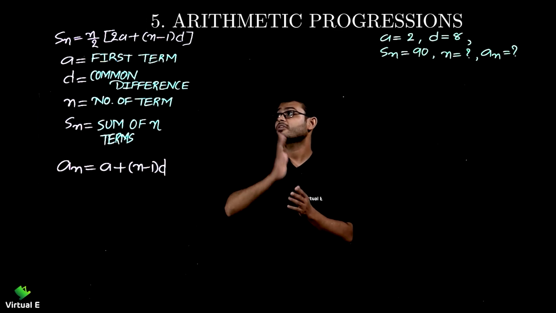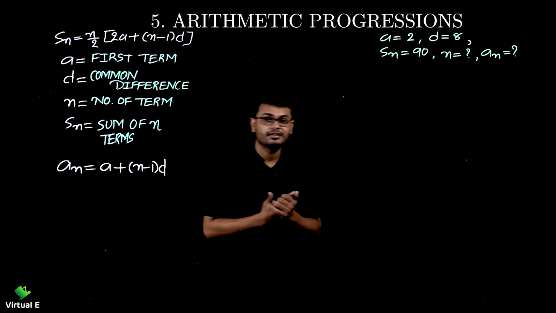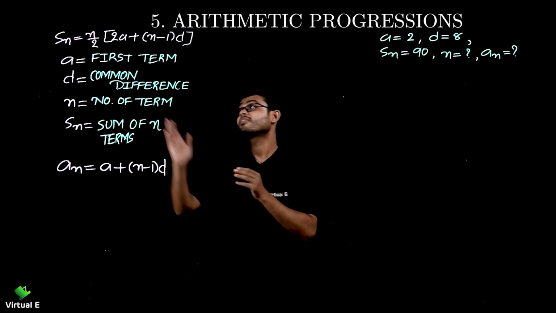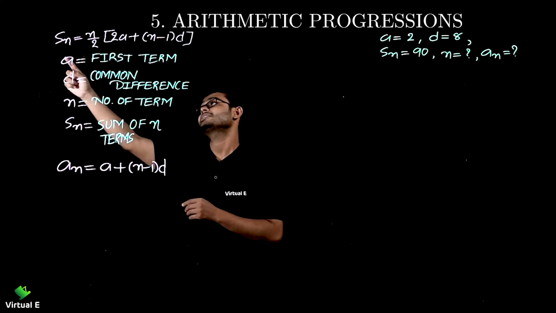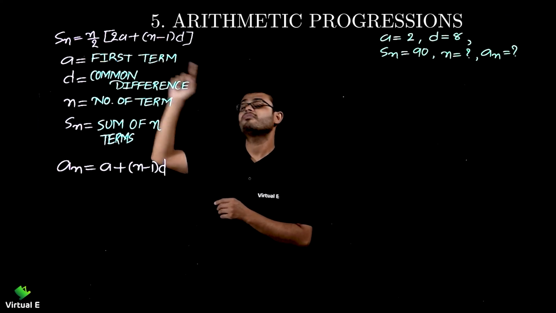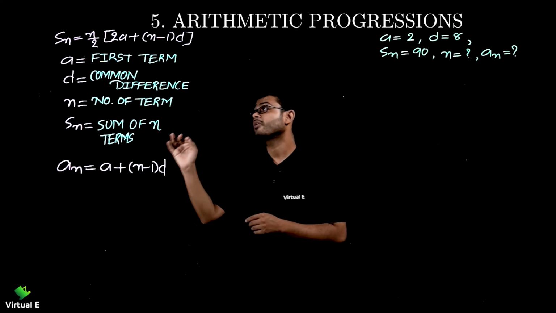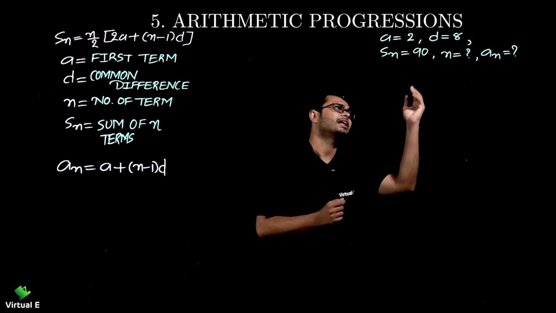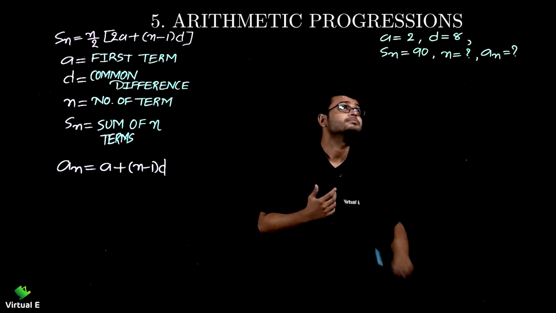So which formula are we going to use? The formula of an or the formula of Sn? Yes, we are going to use the formula of Sn because we don't have the value of an as well. Here we have Sn, a we have, d we have, and only one quantity is missing, which is n. So first we are going to find the value of n, and that is also being asked over here.